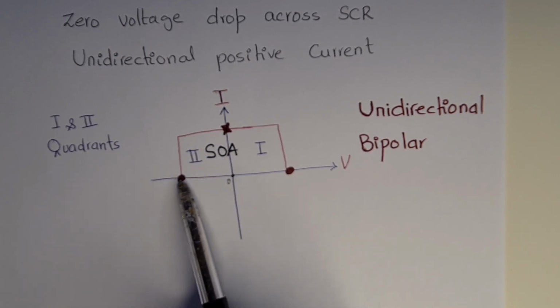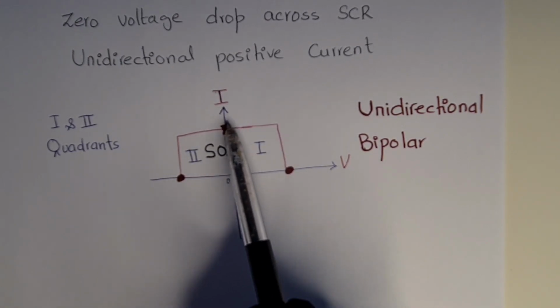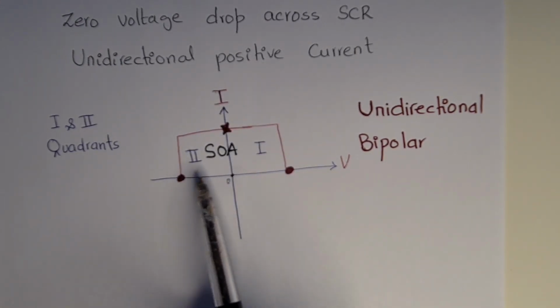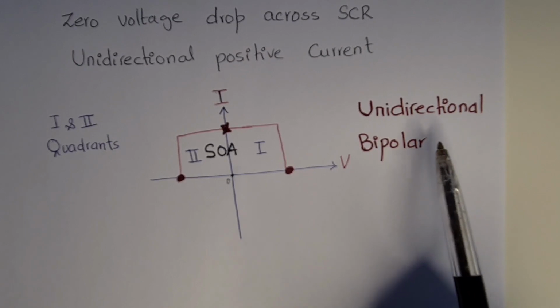and when VAK is less than 0, the SCR blocks negative voltage. So here we have only one direction of current flow, and the SCR blocks two polarities of voltage. So this one is a unidirectional and bipolar switch.